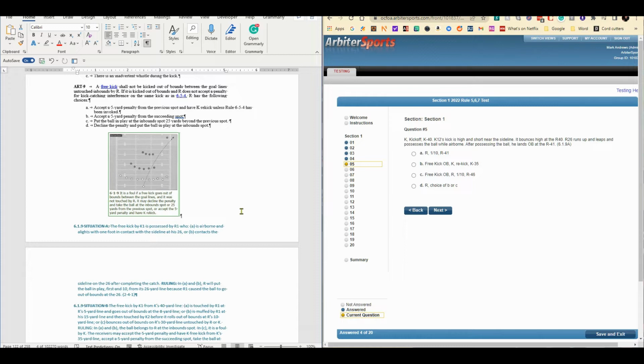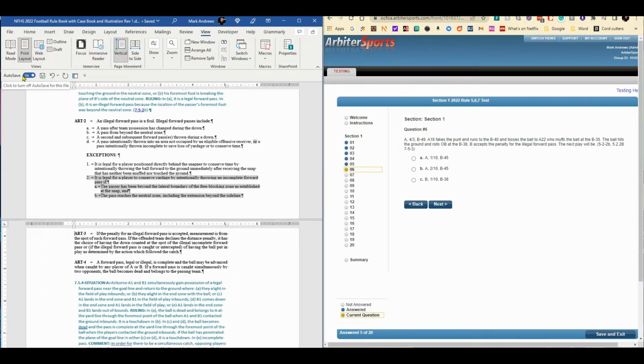I will also tell you that he states after possessing the ball, he lands out of bounds at the R41. Well, where he lands doesn't matter. It's where the ball crosses the sideline that matters. And, you know, I'm splitting hairs here, but just keep that in mind. You need to judge where the ball crossed the sideline to establish the spot of the ball. So the answer here is A, R 1st and 10 at the R41. All right, guys, let's move on.